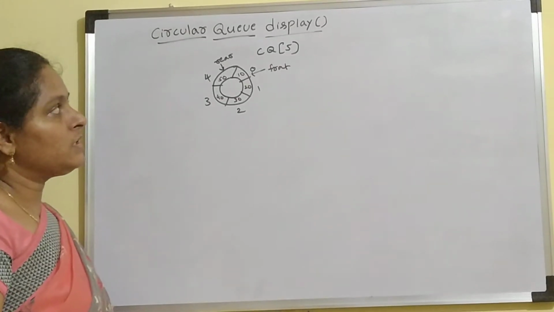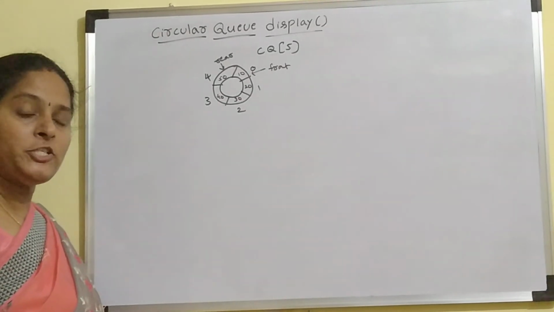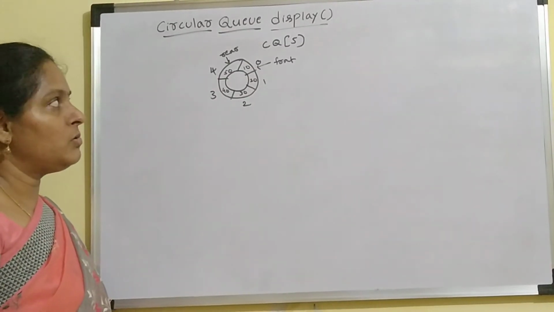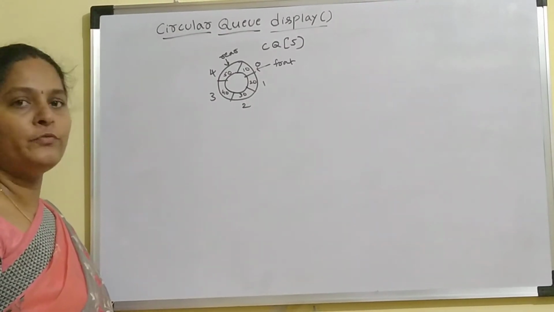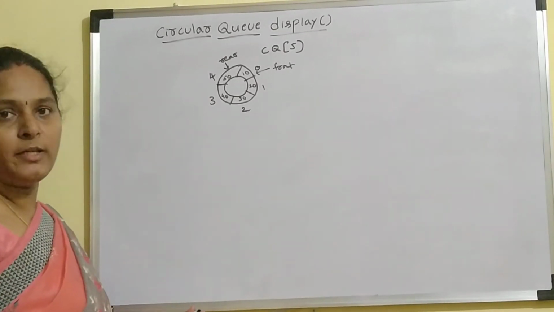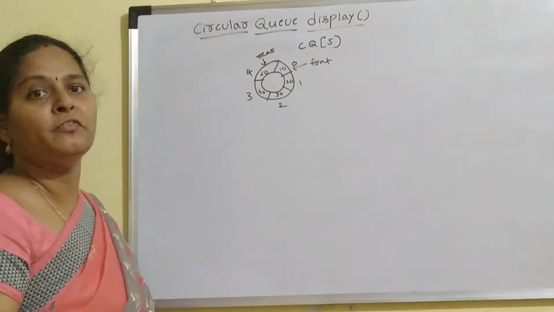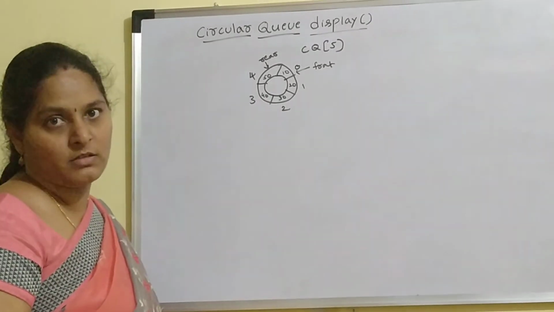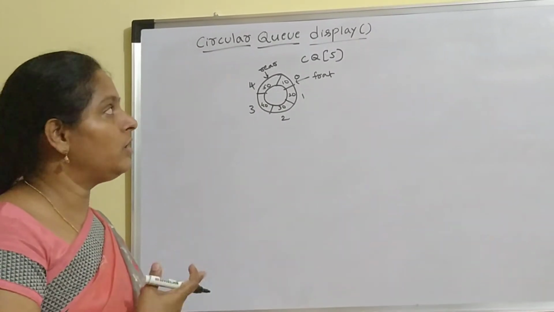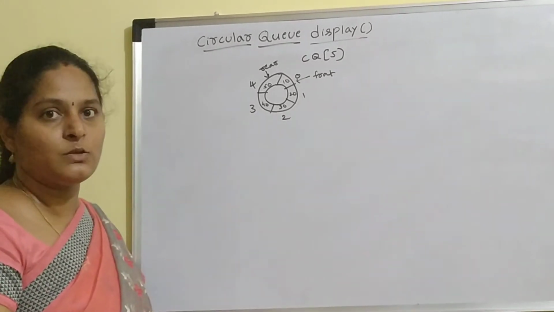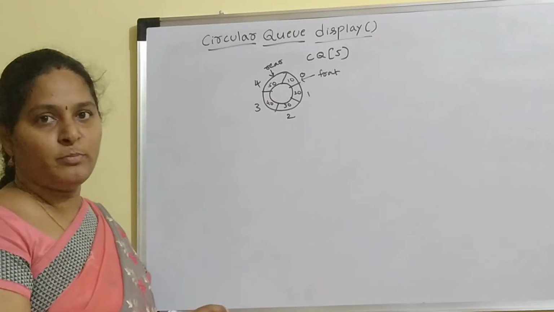In a circular queue, the front pointer always points to the first element and the rear pointer points to the last element. So I should not move the front and rear pointers, because if I move the front pointer, it is very difficult to find the first element in the circular queue. If I move the rear pointer, it is very difficult to find the last element. That is the reason why we don't move the front and rear pointers.